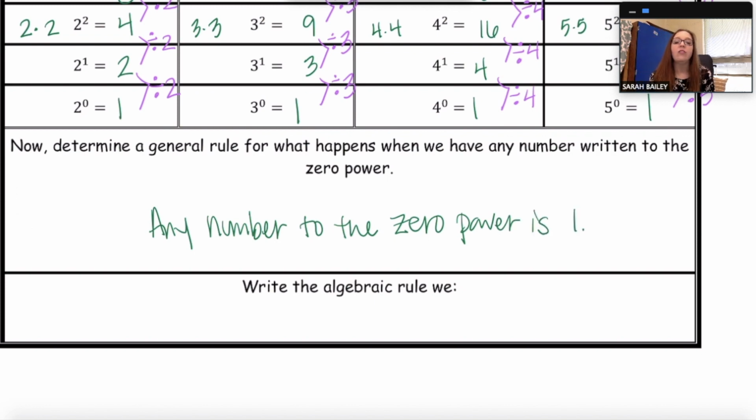Okay, and then we have an algebraic rule that we need to write. The algebraic rule that we're going to write here is x to the 0 power equals 1, and I want you to highlight that. Okay, so x, remember, is a variable that just stands in place of a number. So we're saying any number, and it doesn't matter what number you have, if you carry it to the 0 power, you're going to get a 1.